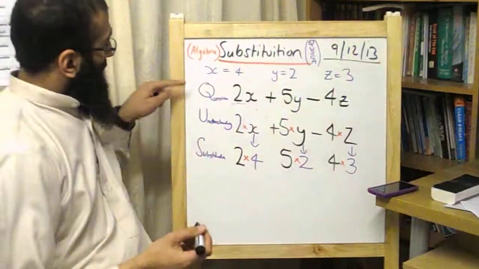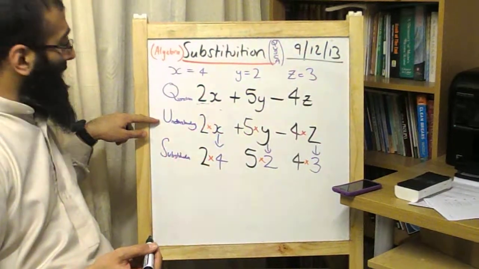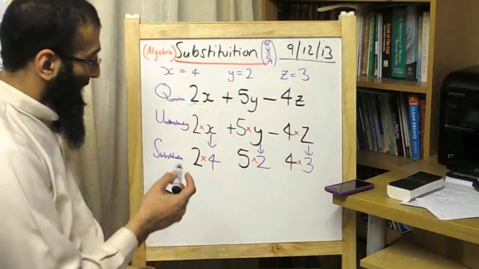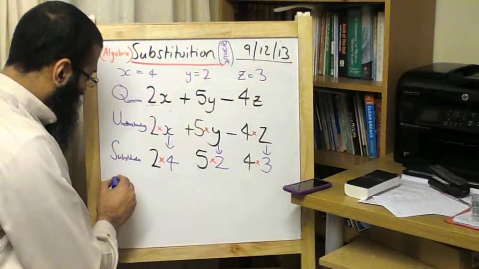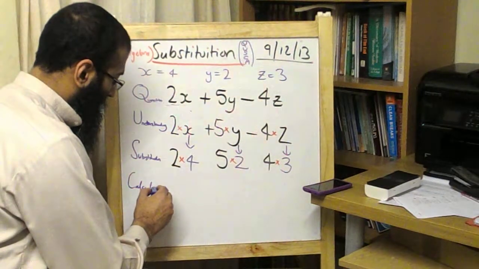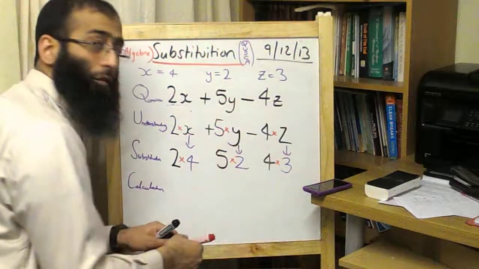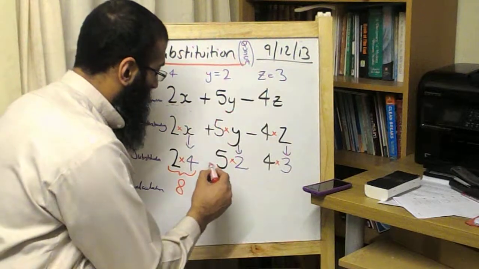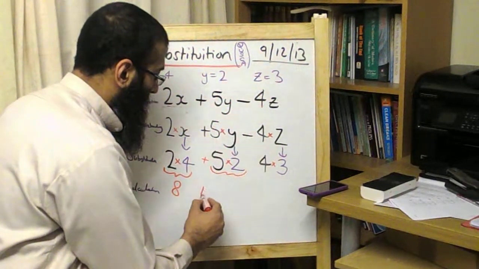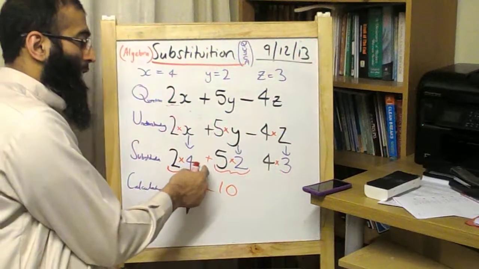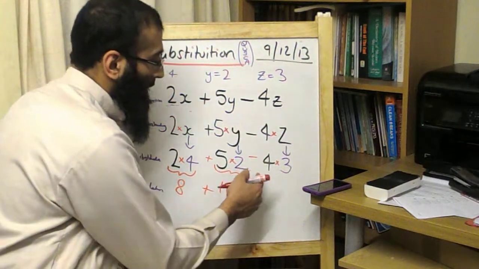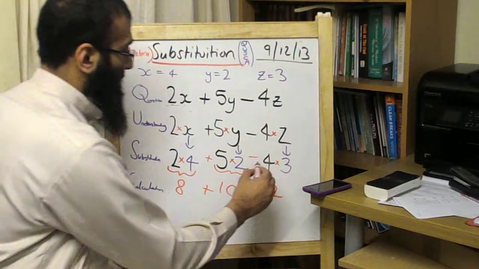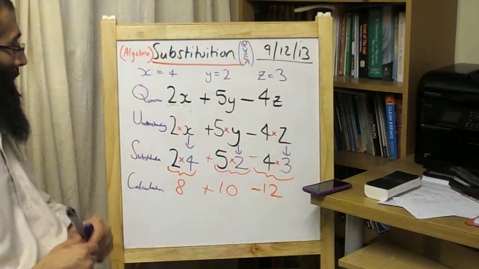So, question, understanding what the question means. Now we start putting the values in: substitution. So in QUSCA, the C part next is the calculation. Now, 2 times by 4 gives us 8. We have 5 times by 2, that is 10. And then we have minus 4 times by 3, which gives us minus 12. Okay, so that's the calculation.